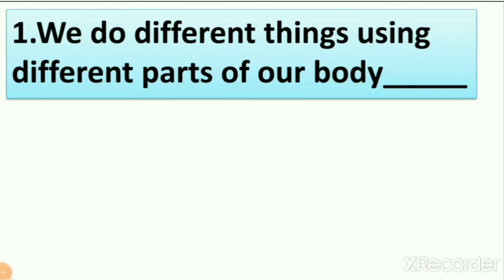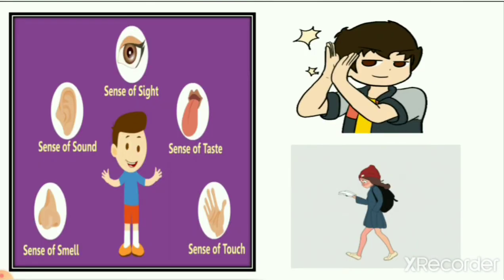Number one, we do different things using different parts of our body. So when we learn about the body in this lesson, what do we learn? That we have different body parts, right? So we have hands, we have legs, we have eyes, nose, ears, all these things. So we are using different body parts for doing different kinds of things. Like we are using our hand to write, our leg to walk. So first let's see the picture.